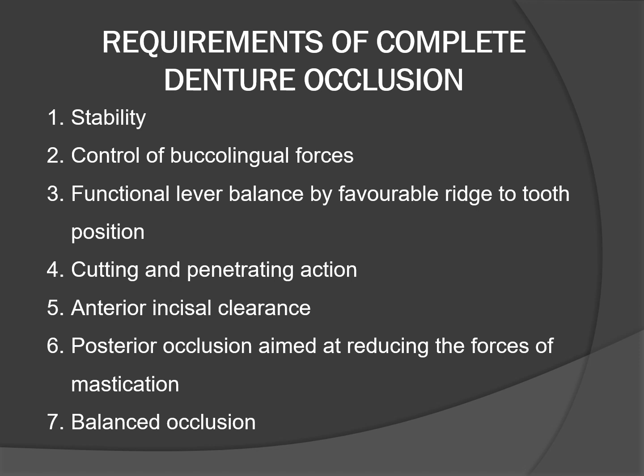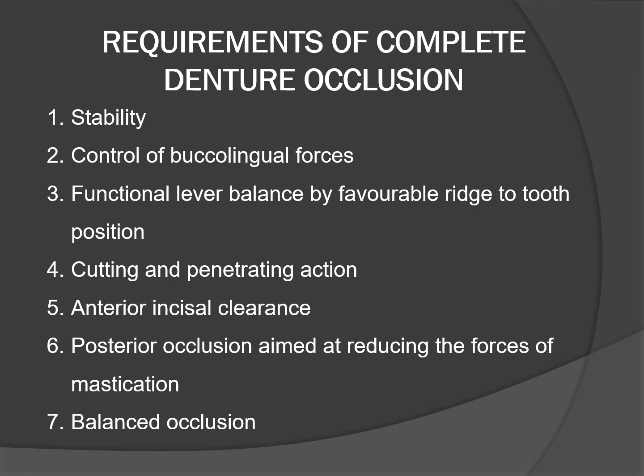The first requirement of occlusion is to provide stability, and that is the purpose we are giving bilateral balanced articulation. So stability means the dentition has to control the buccolingual forces acting on the denture. So the lever balance is achieved by a favorable ridge to tooth position, which means the teeth should not be placed too far away from the ridge, which will create a vertical cantilever or which will destabilize the dentures.